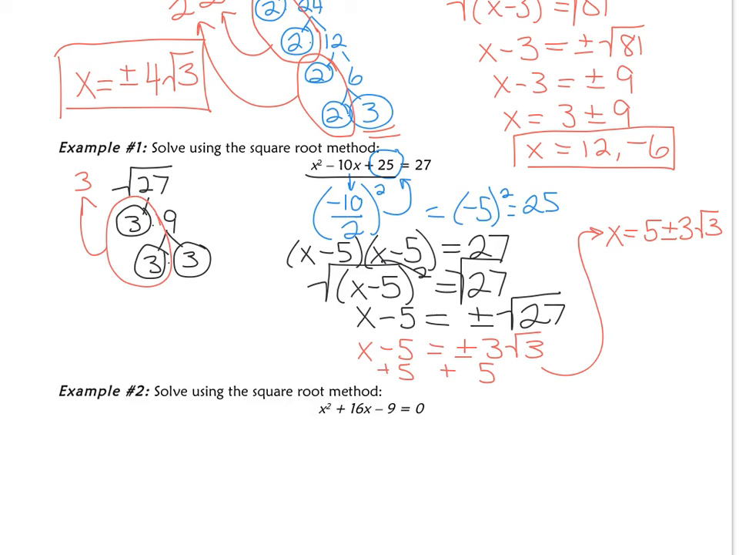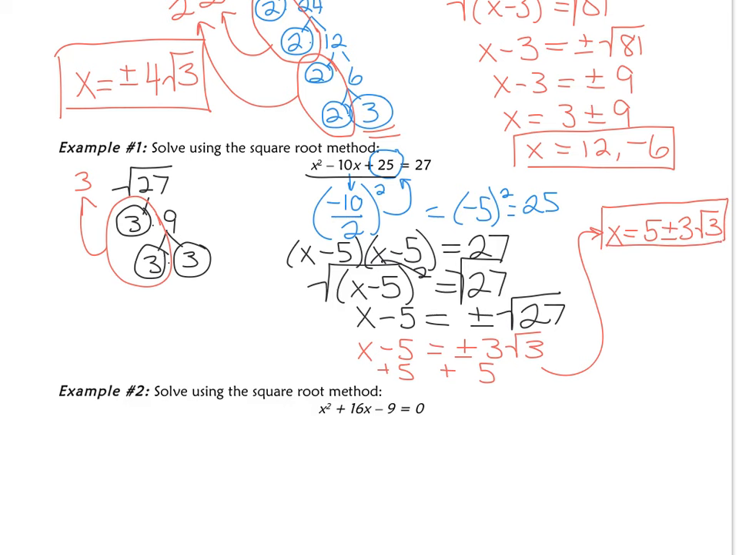Notice that 5 and 3 square roots of 3 are not like terms, so there's nothing that I could do to simplify those. That does not equal 8 square roots of 3. It doesn't equal 3 square roots of 8. The 5 just hangs out in front and cannot be combined with 3 square roots of 3.